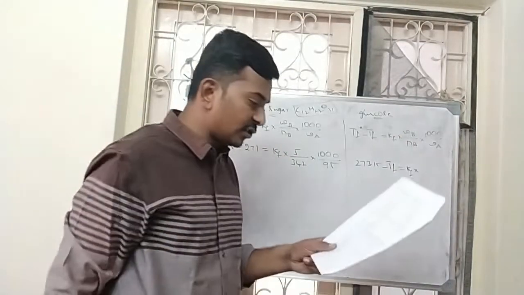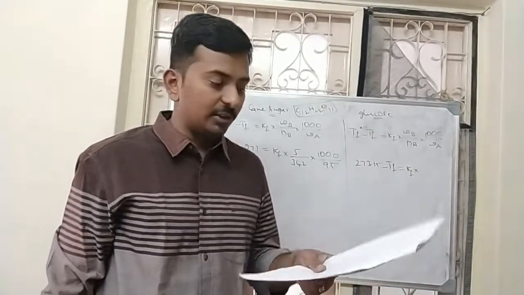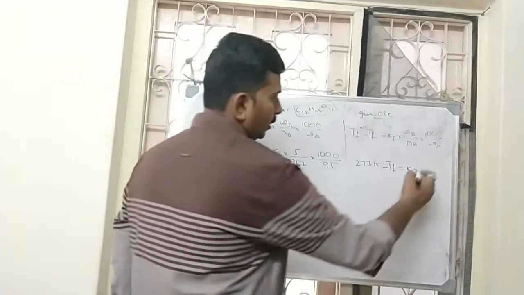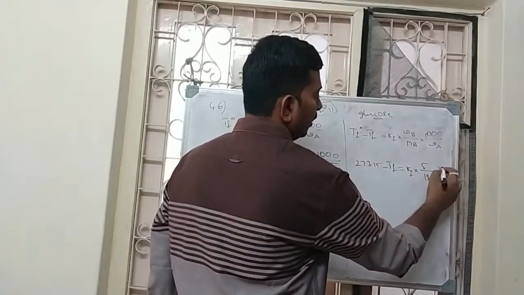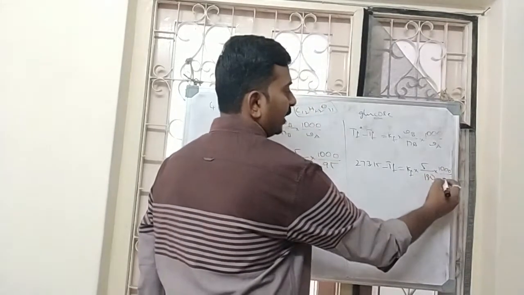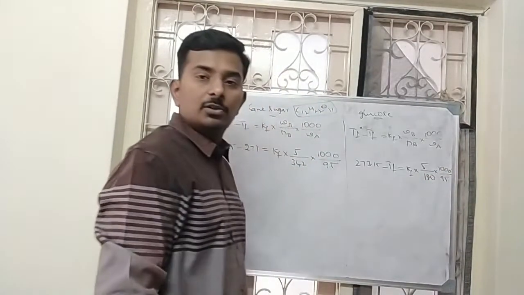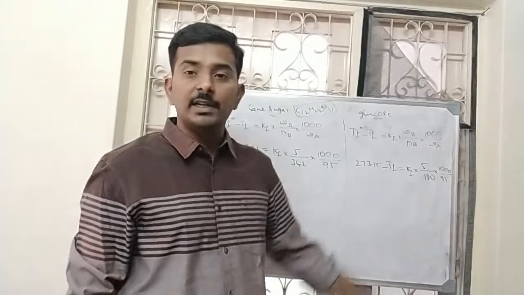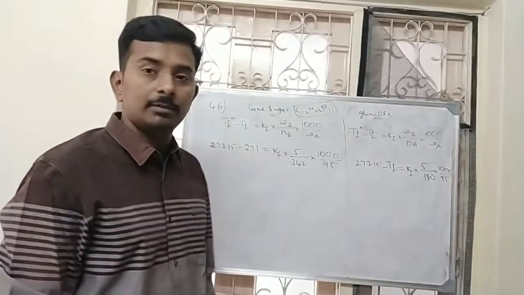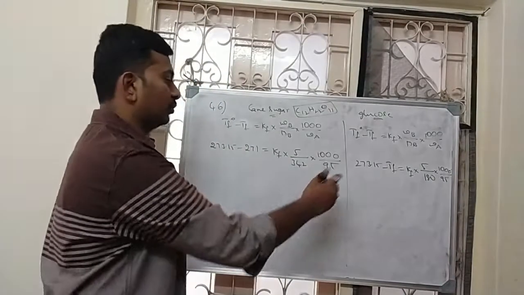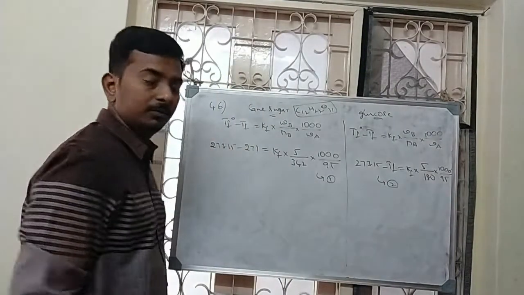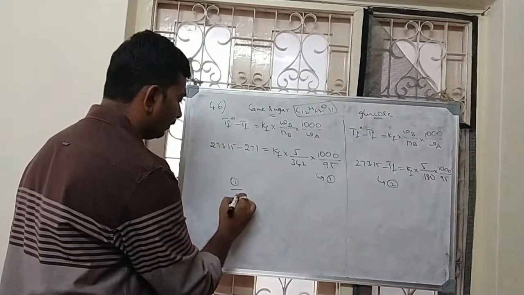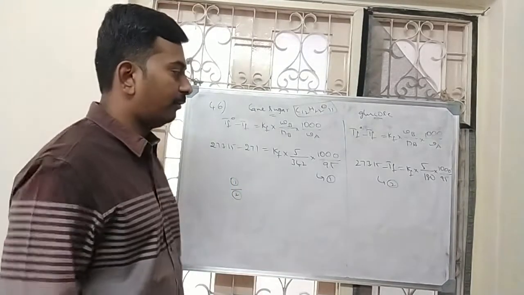What will be the mass of solute? Concentration is given as 5% solution by mass. So 5 grams, glucose molar mass is 180, into 1000 by... so it is 5% by mass. So 5 grams of solute will be present in 95 grams of water. Let this be equation 1 and let this be equation 2. So divide 1 by 2, we will get the value of Tf.